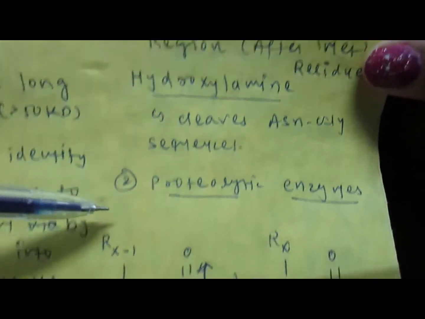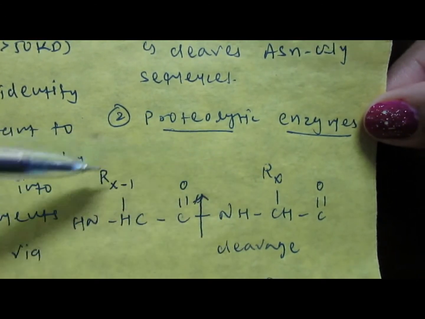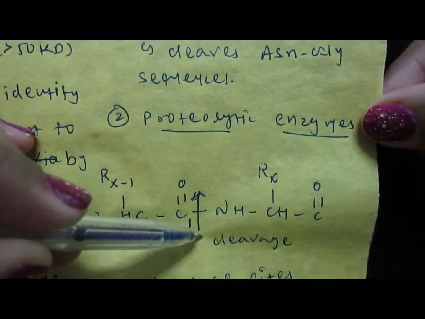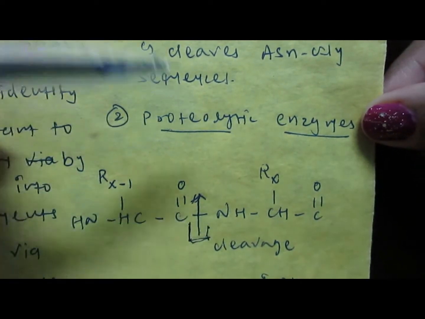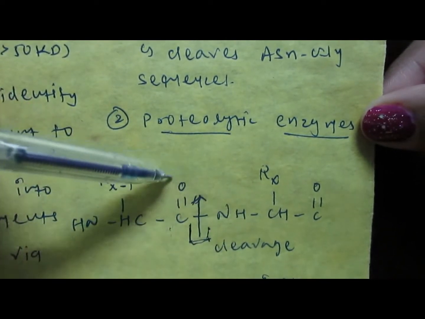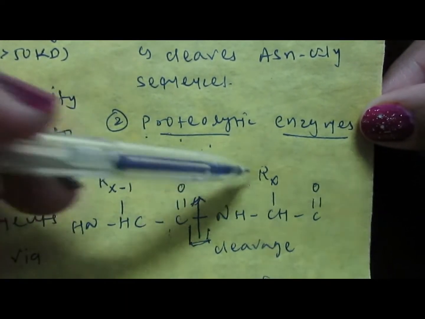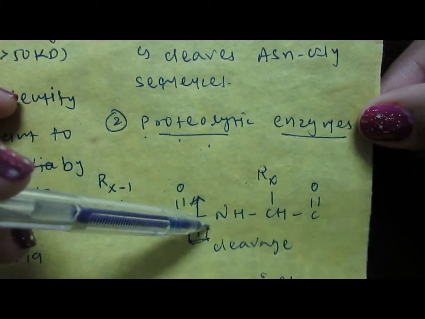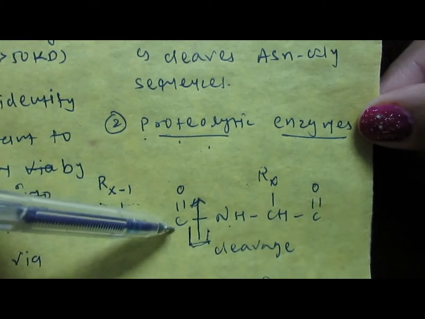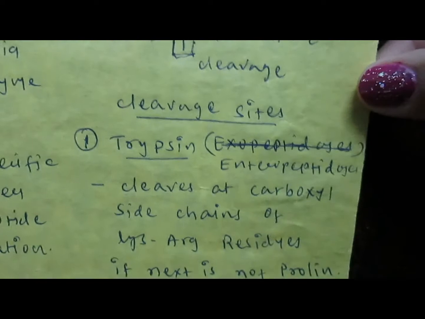Then the second way is proteolytic enzymes. This is a basic figure: a polypeptide chain is given, and this is the target peptide bond that we want to cleave via an enzyme. So C terminal cleavage of this peptide bond can be done via proteolytic enzymes, and Rx denotes the amino acid present after the target peptide bond, and Rx minus 1 represents the amino acid present before the targeted peptide bond. Okay. So now the first enzyme is trypsin.